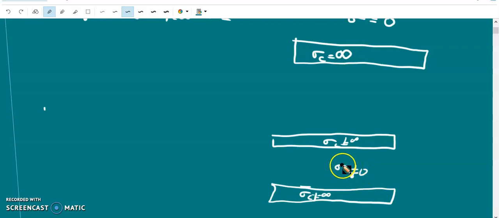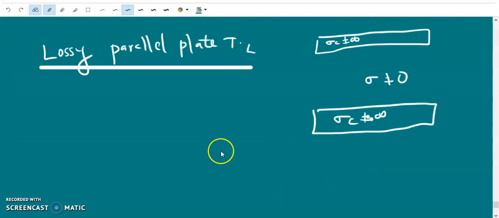So the loss tangent is non-zero over here. Loss tangent sigma by omega epsilon is non-zero here. And for the conducting plates, the conductivity is not infinite, but it is a very high quantity. And we have already seen that a lossless parallel plate transmission line is characterized by capacitance per unit length C and inductance per unit length L.